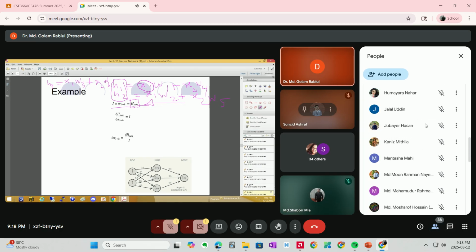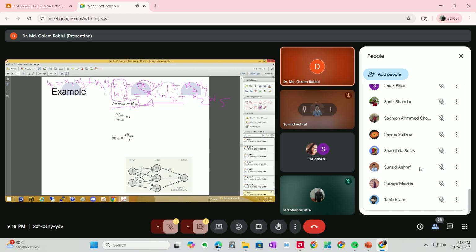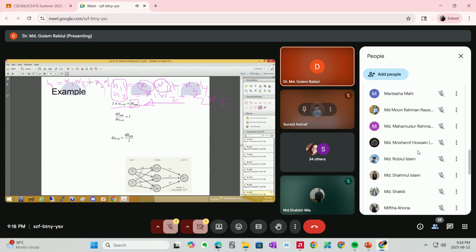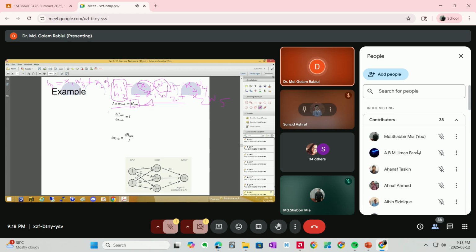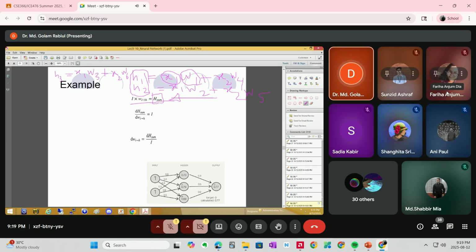These are our inputs, and we have multiplied them with the W. So, input times W. If we consider the input as a vector and W as another vector, our input vector is X1 and X2.